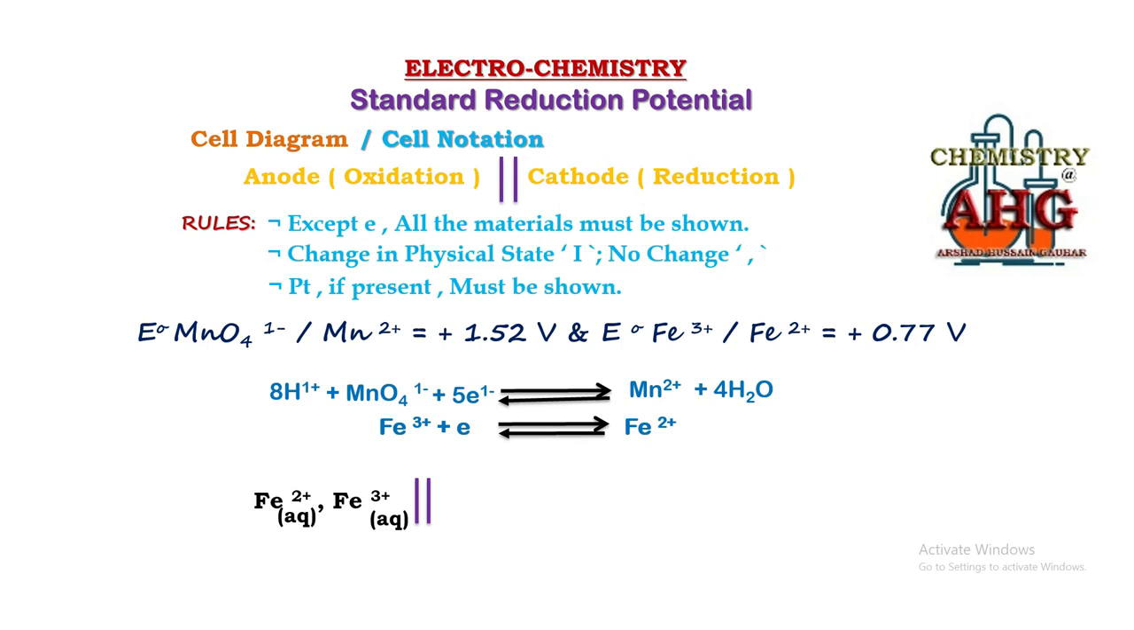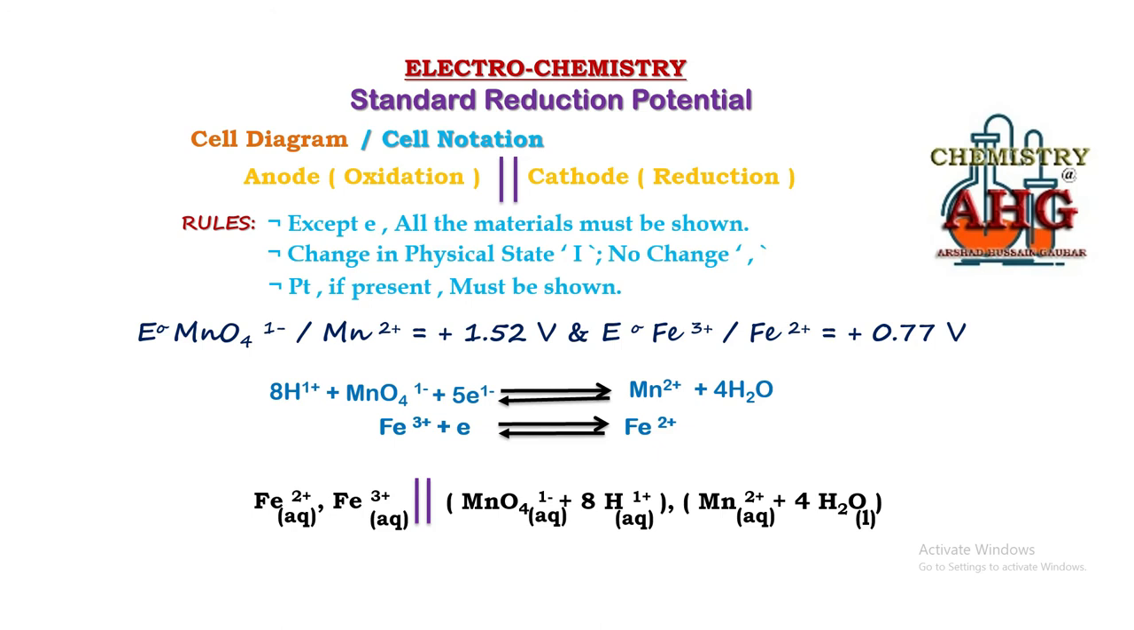So we will start from MnO4 1 minus plus 8H ion, giving Mn2 plus and 4H2O. Again you can see the main ion present in this half cell is manganese, and manganese on both sides is present in solution form. That is why we have placed a comma between both these ions.